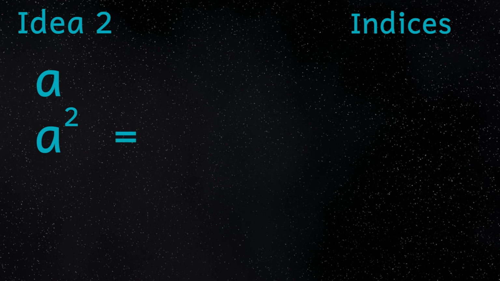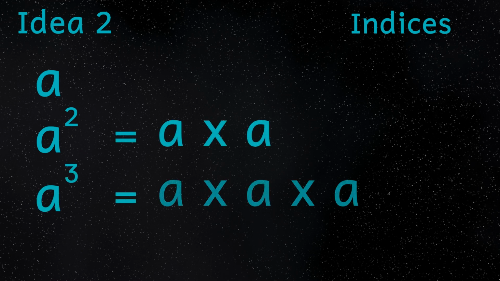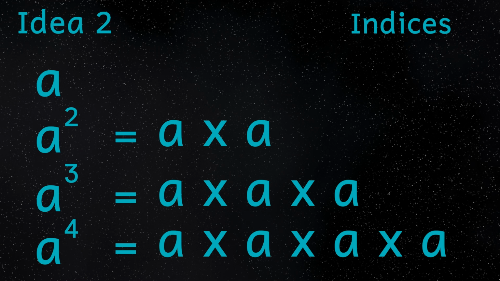Idea 2 is all about indices. Now in algebra we often use letters to represent numbers, so I'm going to use the letter A in my example here, but the A could represent any number. A squared really means A multiplied by A. A cubed is A times A times A. And A to the power 4 is A times A times A times A.